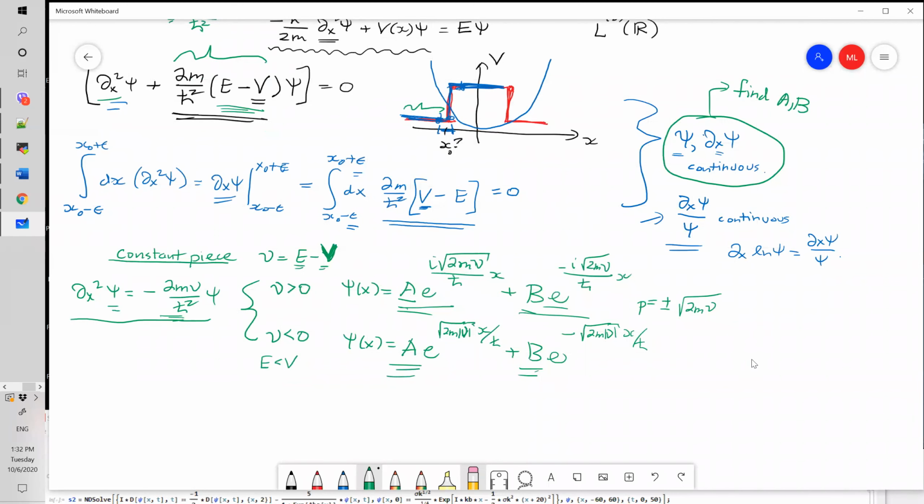Do we just write down the expression for psi? Are we going to derive it, or do we just guess it out of intuition that it should be exponentially growing or decaying?